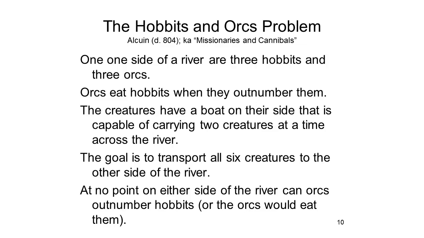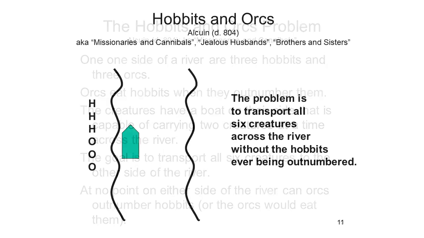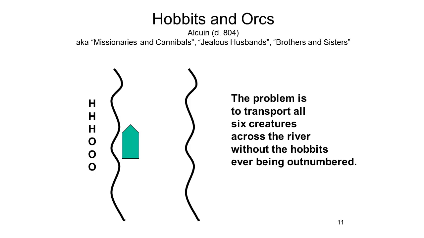The creatures have a boat on their side of the river that's capable of carrying 2 creatures at a time across the river. And the goal is to transport all 6 creatures to the other side of the river, bearing in mind that at no point on either side of the river can orcs outnumber hobbits, because if they did, they'd eat them. And you set up this problem and solve it in exactly the same way, using means-end analysis. You're given 3 hobbits and 3 orcs on one side of the river. That's your beginning state, your present state. You're also given a boat that can hold 2 creatures at a time.